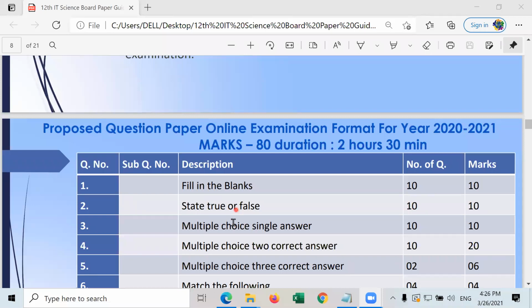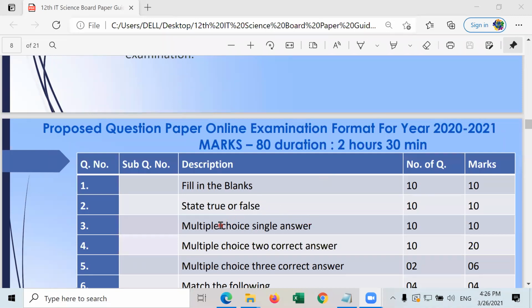Okay. Then look at the third question. Third question is multiple choice, single answer. Now, for the second question also you will be given 10 questions. Each question will carry 1 mark. So 10 into 1 is 10. So for the first three questions, each question will carry 1 mark.